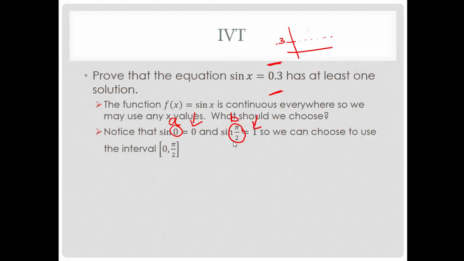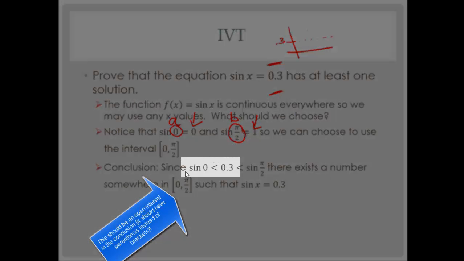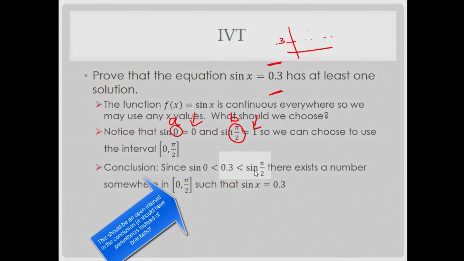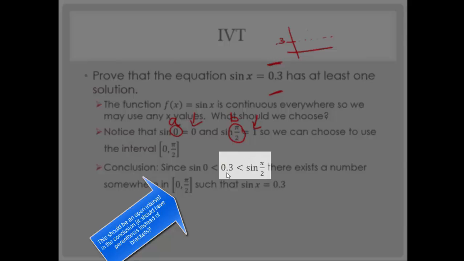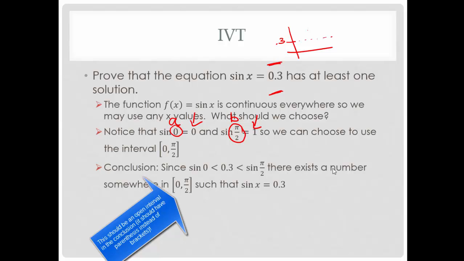So what does this allow me to conclude by intermediate value theorem? Well, since I have a y value that is below 0.3, this is the 0, and I have a y value above 0.3, this was my 1, then what I know is that there exists a number somewhere in between 0 and pi over 2, such that the sine of x equals 0.3.